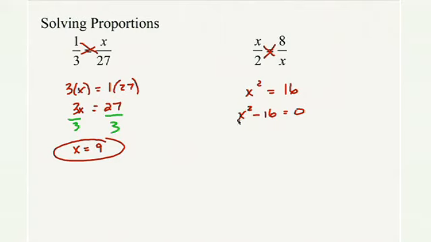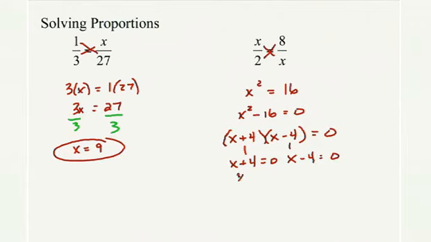Now, going through your factoring rules in your head or looking at them on paper, you realize that is a difference of 2 squares that we can factor into x plus 4 and x minus 4. Solving this by setting each piece equal to 0 gives us the following. X equals negative 4 and x equals positive 4.